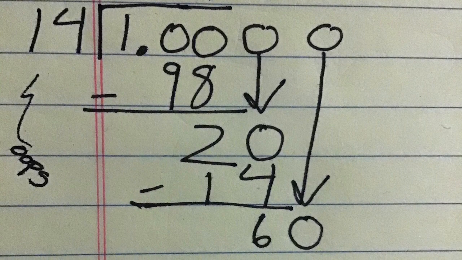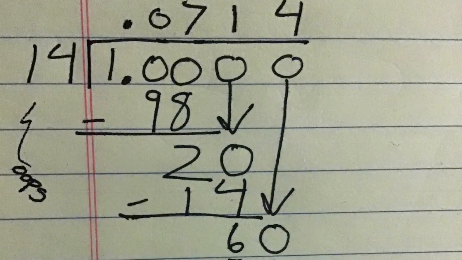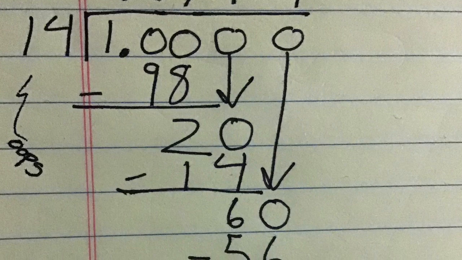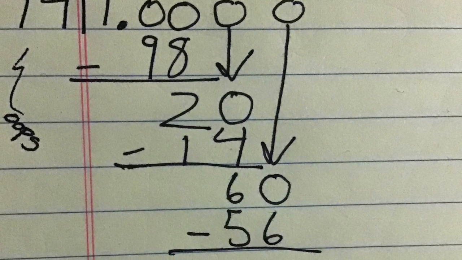How many times can 14 go into 60? 4 times. 14 times 4 is 56. I've gone far enough to satisfy my curiosity, so I'm rounding up to my slope equals negative 0.07.